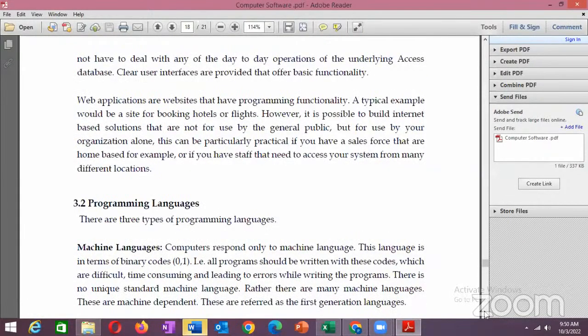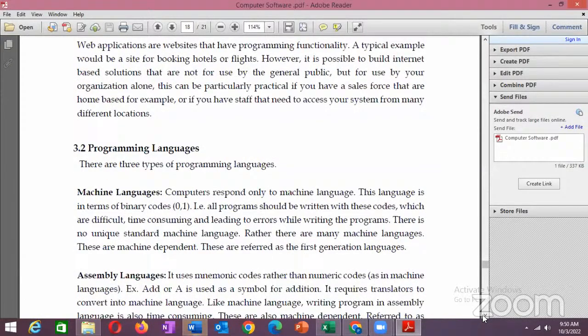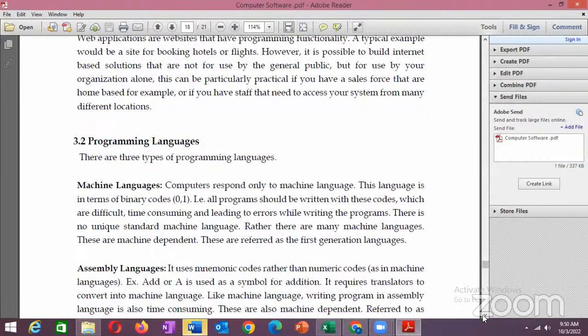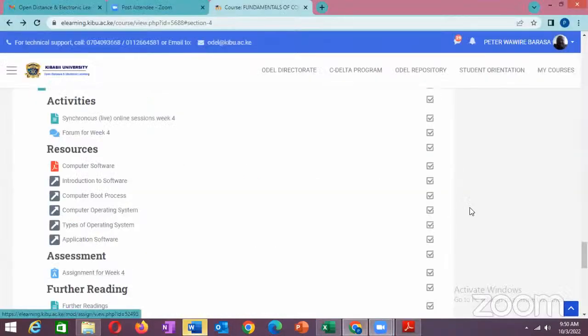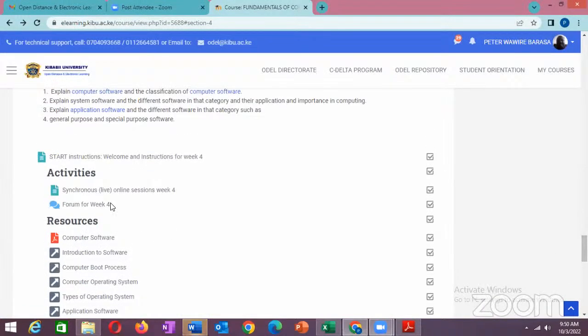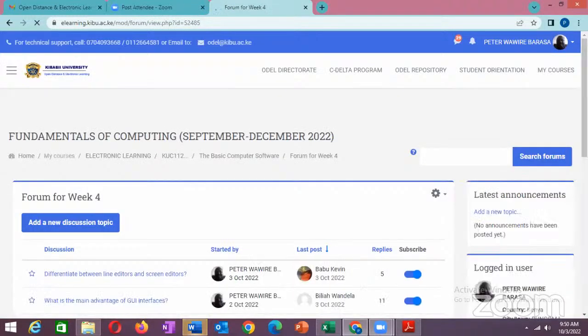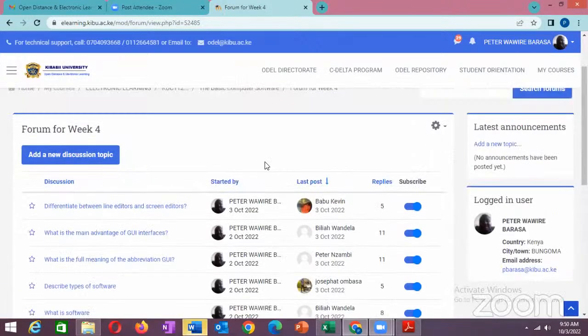But what I can say is that we also have the evolution of programming languages, just the way computers have evolved. So note this. I'm adding it on the forum for you to discuss. On the forum for this particular week, let me add this. You discuss as a group. I can see some people have already started responding to the forum.